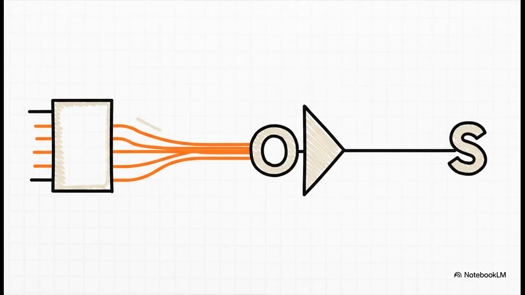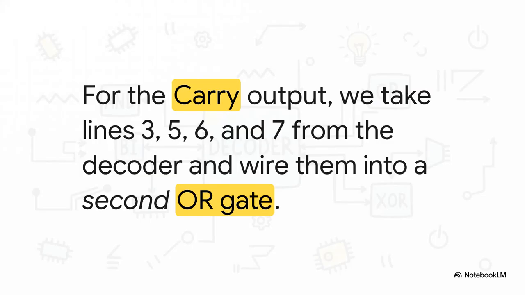And now watch this. For our sum output, our blueprint called for minterms 1, 2, 4, and 7. So we literally just take those 4 output wires from our decoder and connect them all to one OR gate. And boom, just like that, we have our sum output. Now we just rinse and repeat for the carry output. The blueprint says we need minterms 3, 5, 6, and 7. No problem. We just grab those lines, wire them into a second OR gate, and that's it. We're done. We now have a working carry output.